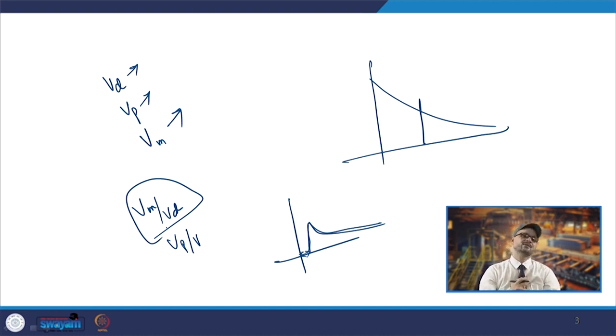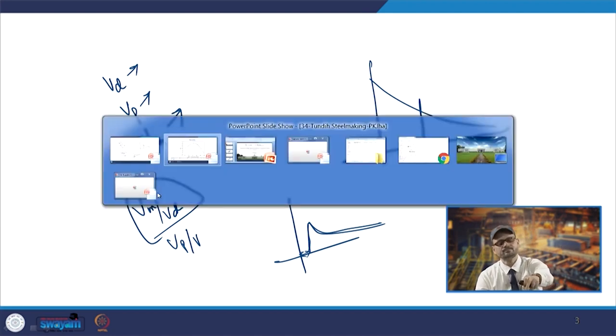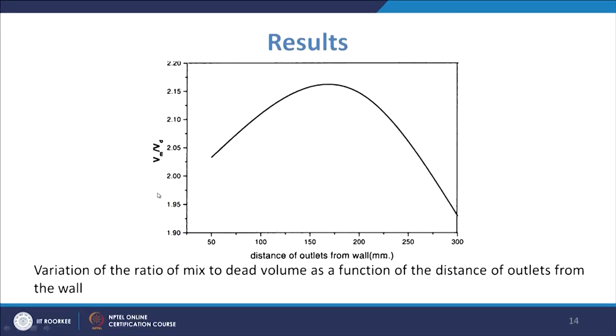In this case, we have tried to show how the variation occurs for VM and VD, and how their ratio changes. A larger value of VM to VD is largely desirable for a tundish, because it is indicative of a larger mixed zone and a smaller dead zone inside the tundish. So as you see, once you change the position, the first outlet is at 150, the second is at about 200, and the third is at about 300 or 350.